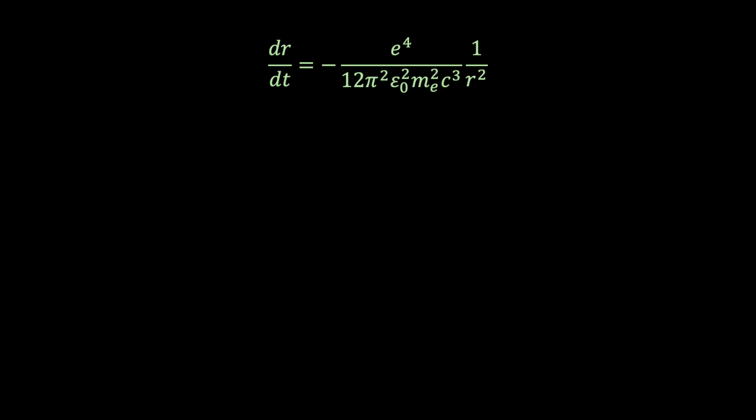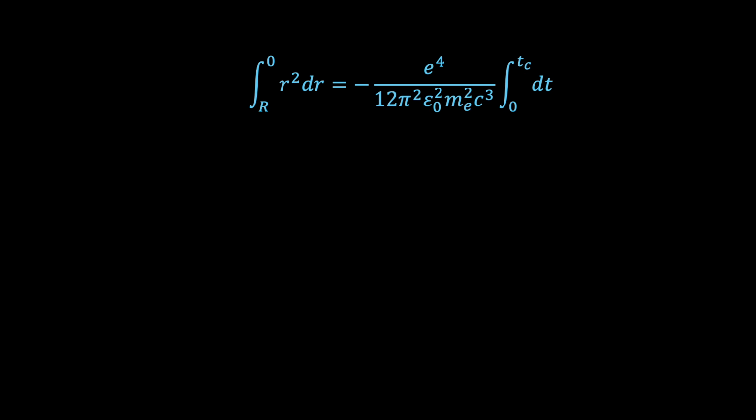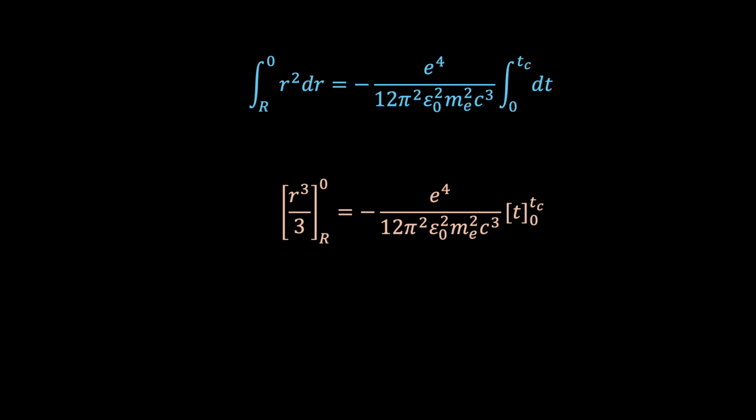To solve this equation, we can separate the variables and then integrate the radius from an initial radius r equals capital R at t equals 0 to r equals 0 at t equals t subscript c, where t subscript c is the time taken for the electron to spiral and collapse into the proton. If we do that, we find the following expression. If we then integrate both sides with respect to r and t respectively, we find the following green expression, and if we then sub in the limits of integration, we find the following purple expression.